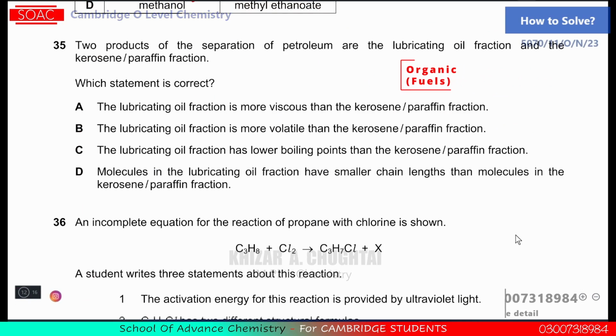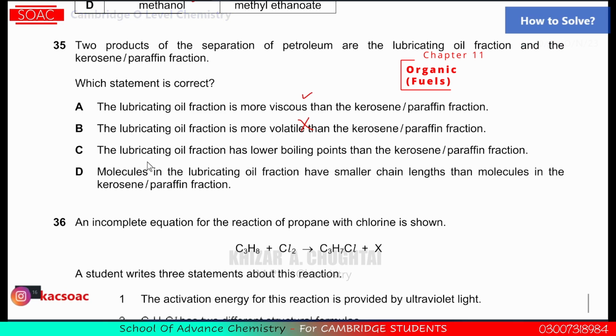Question number 35. 2 products of the separation of petroleum are lubricating oil fraction and kerosene paraffin fraction. This statement is correct. Lubricating oil fraction is more viscous than the kerosene oil. Yes, it is true. Lubricating oil is lying at the bottom in the fractionating column, so it is having more viscosity. However, let me check the other options. Lubricating oil fraction is more volatile. No, it's not more volatile.